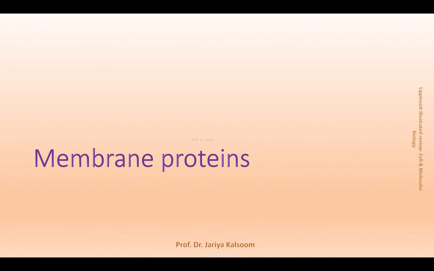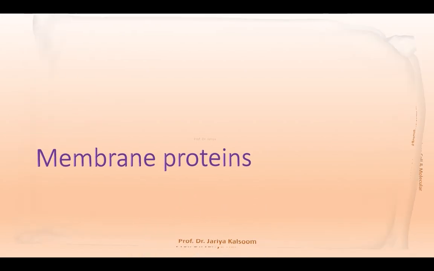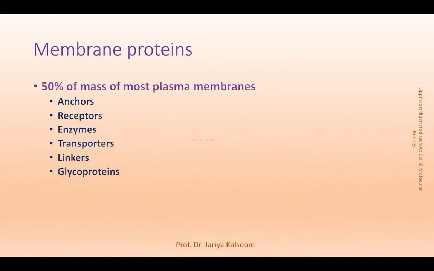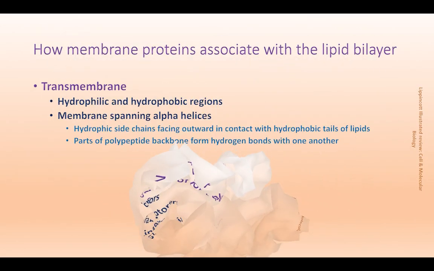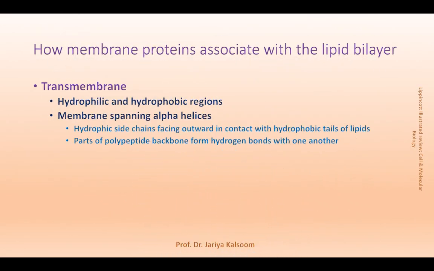Now coming to the membrane proteins. Membrane proteins make up 50% of the mass of plasma membranes and perform different functions. For transmembrane proteins, the hydrophobic regions of the proteins come in contact with the hydrophobic fatty acid tails of the cell membrane.